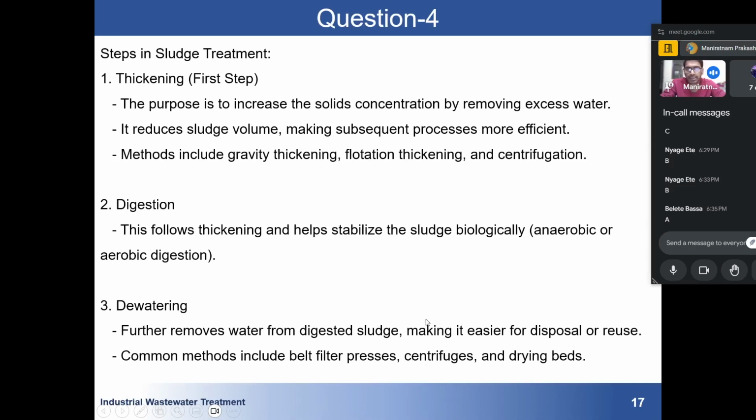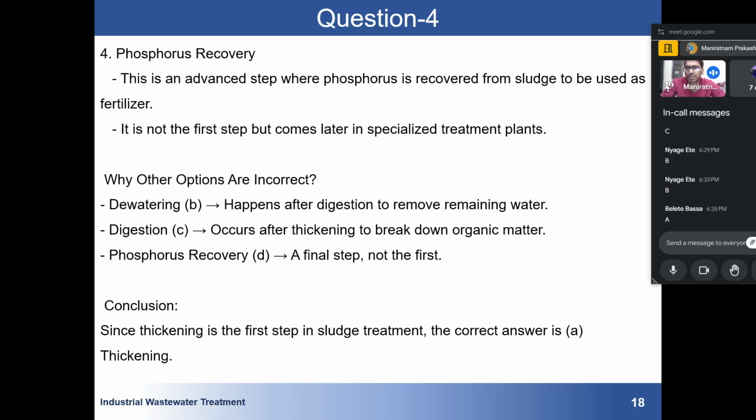Digestion follows thickening and helps stabilize the sludge biologically. Then dewatering, further removal of water. Phosphorus: this is the advanced process where phosphorus is recovered from sludge to be used as fertilizer. It is not the first step. So the correct answer is A.